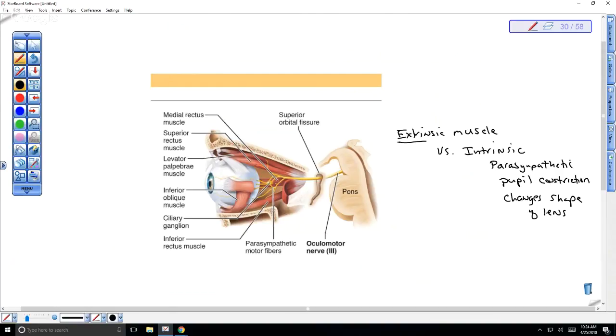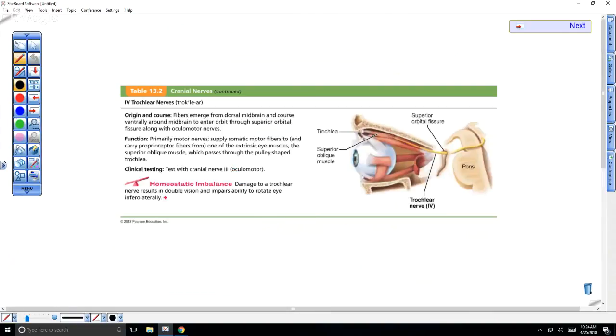So it's motor, but it has a parasympathetic function. So the iris and the ciliary body are smooth muscles rather than skeletal muscle. Okay. This one would be motor. So the trochlear also innervates an extrinsic muscle.